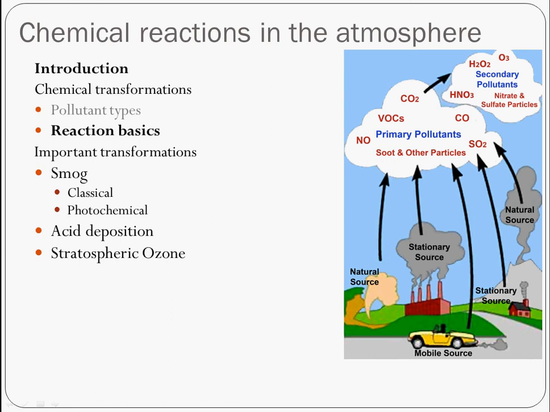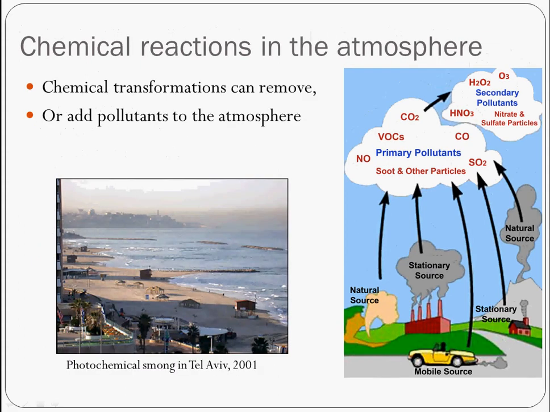Here we're talking about reaction basics, some things that all the various chemical reactions have in common. For example, first off, chemical reactions can either remove pollutants from the atmosphere or add them to the atmosphere. Some examples of reactions that add pollutants to the atmosphere are the chemical reactions that create ozone and photochemical smog. So this is just a picture of some photochemical smog.